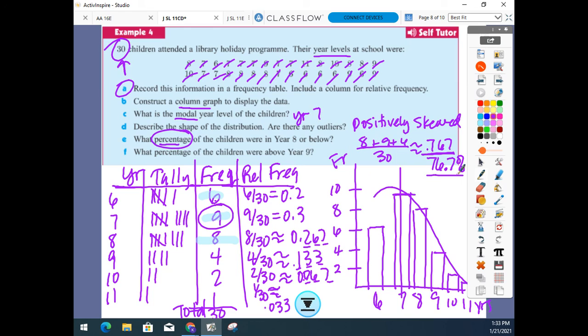And then what was above year 9? Now, notice this was year 8 or below. This is strictly above 9, so that does not include 9. So we're going to take 2 and 1 is 3. Divided by 30, that's 1/10. Or 10%.